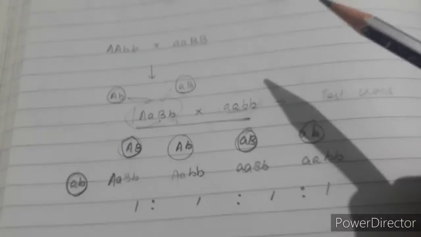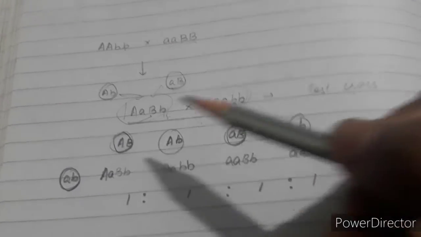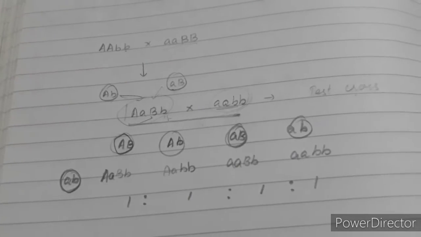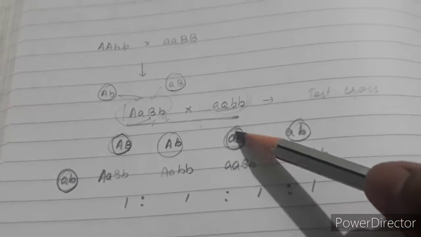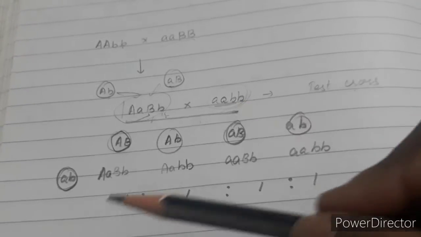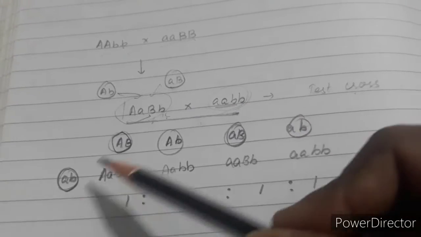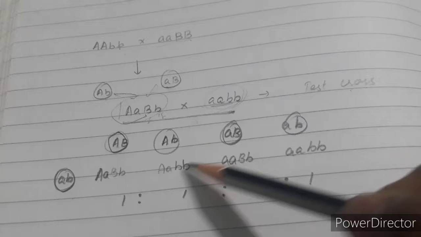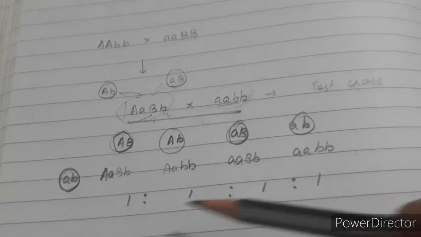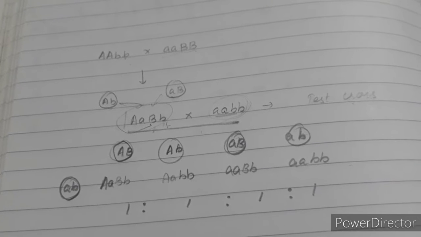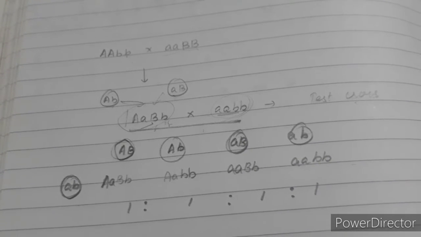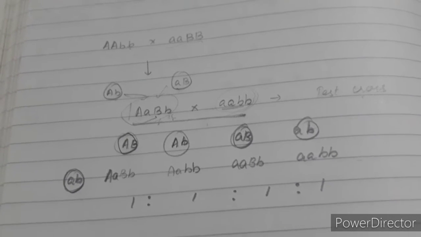is 1:1:1:1. So I have shown the cross in the solved manner. So from this you get 4 different types of gametes. From this you get only one type of gamete. And when you combine this, you get this variety. And the genotype ratio is going to be, the test cross ratio is going to be 1:1:1:1. Right?